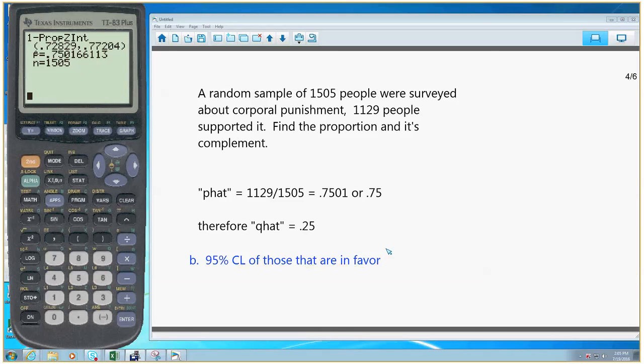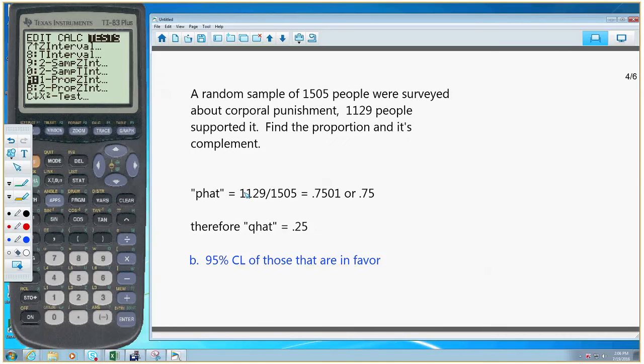What do you have a question about? A lot. I don't even know how you got to the 1-PropZInt. Okay, stat, hold on a second, go over to test, and go down to A. You know what prop stands for? Proportion. That's what P hat is, proportion.